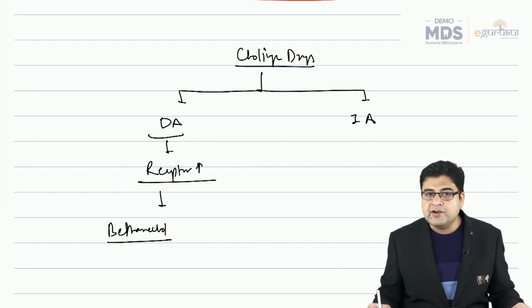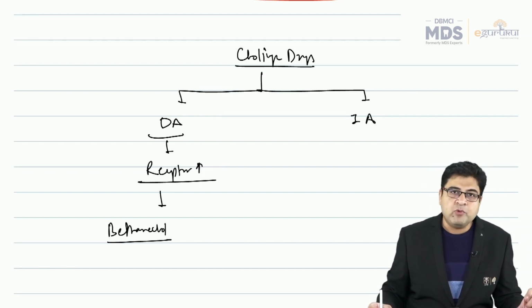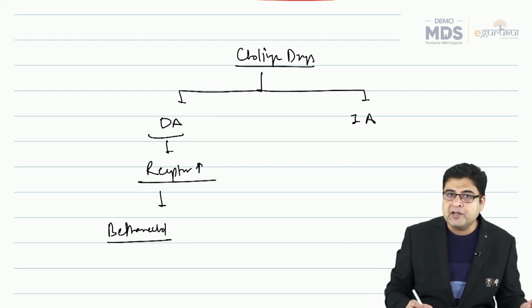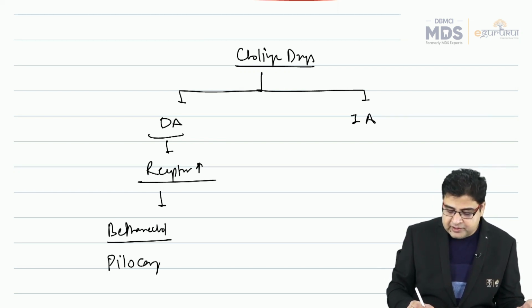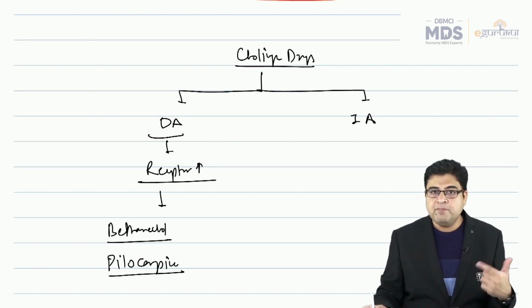Bethanechol is a drug which is given to stimulate the bladder. It's a drug of choice for atonic bladder. The side effect is bronchospasm. The second drug that we have covered over here is pilocarpine. Pilocarpine starts with the letters PI, that's a pinpoint pupil.